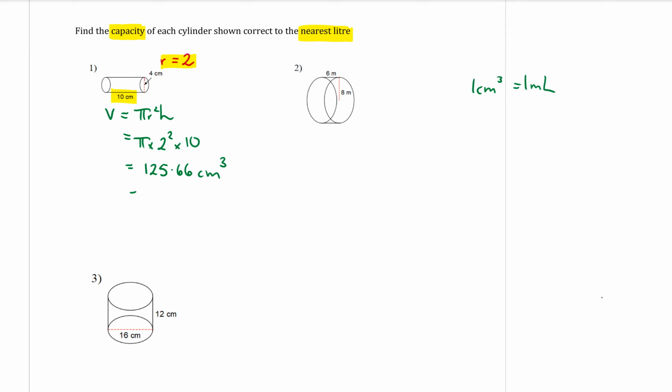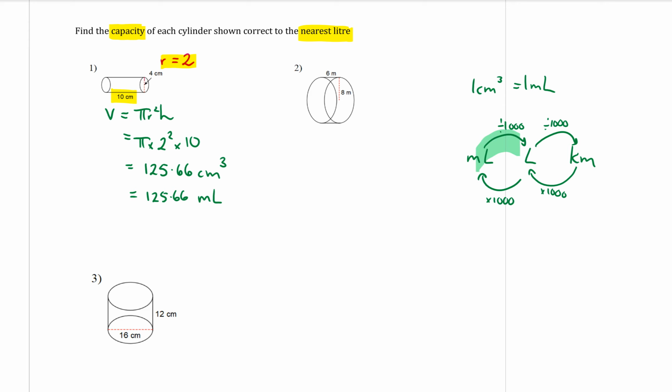So the first thing I do is say, well, that is exactly the same as 125.66 millilitres. And now if I want to convert that to litres, we had a second diagram: millilitres, litres, kilolitres. So you divide by thousands as you go across the top, times by 1000s across the bottom. So millilitres to litres, we divide by 1000.